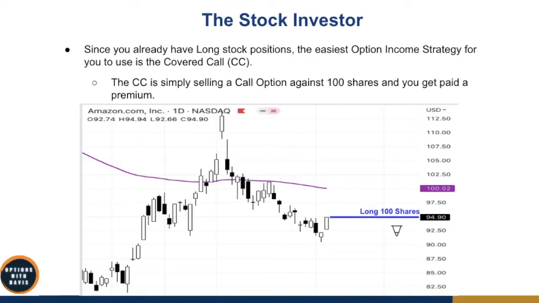Very simple as that. Let's say, for example, you have Amazon. Let's say you bought 100 shares of Amazon at 94.9. For you to generate an income, the quickest way is to sell a covered call above where you bought your stock. Let's say, in this example, I use 105, and let's say you receive $1 for this. Each option controls 100 shares, so $1 would equal $100.